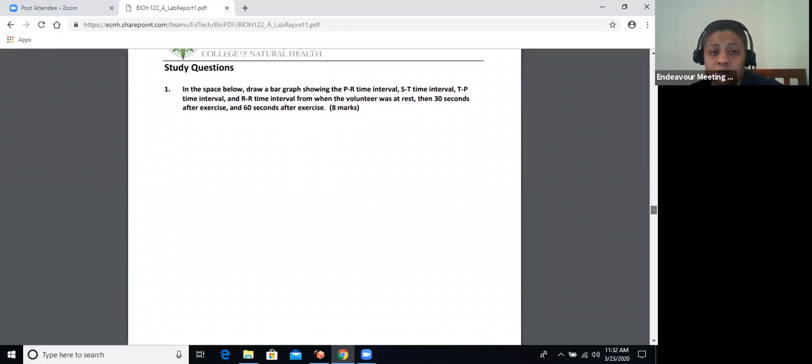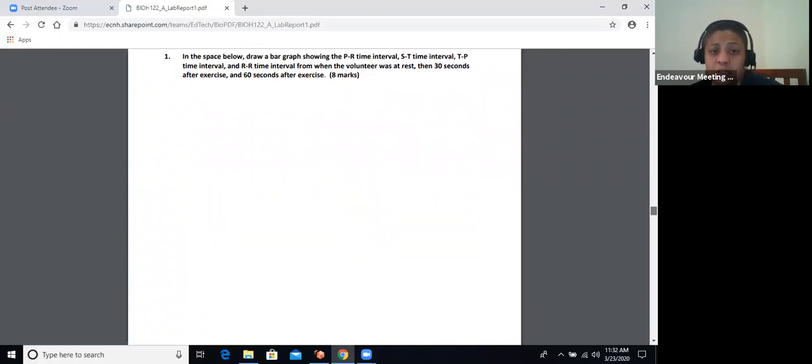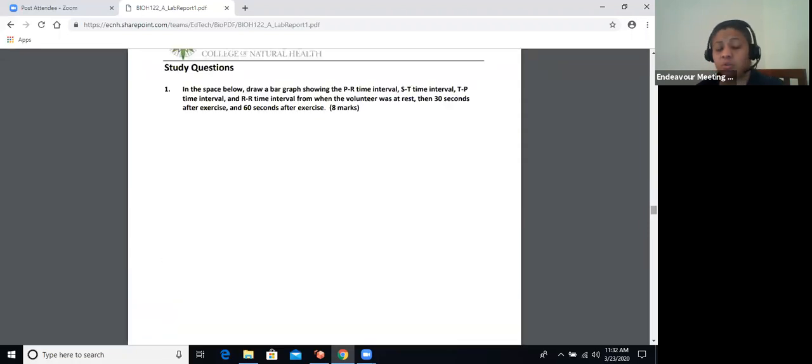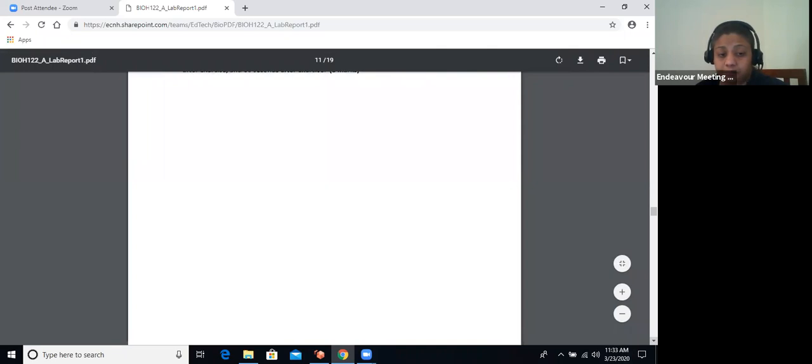Okay, so in the first question, you are creating a graph to show the PR interval, the ST time interval, the TP time interval, and the RR interval. So 4 intervals at rest, 30 seconds and 60 seconds after exercise. As you create this graph, make sure that the title is appropriate. It should tell us what the graph is about. The axes have to be labeled correctly. The intervals have to be labeled correctly, and the correct units should be present around the intervals. And of course the time.